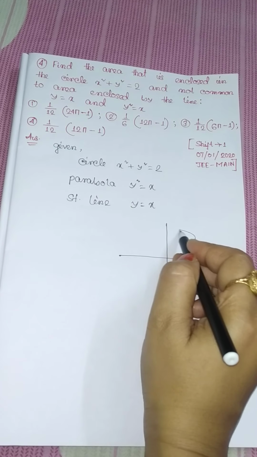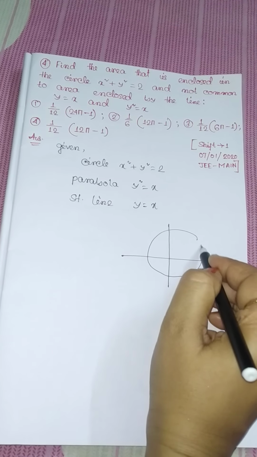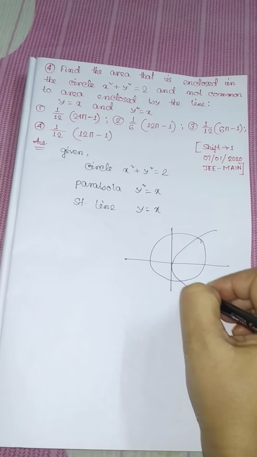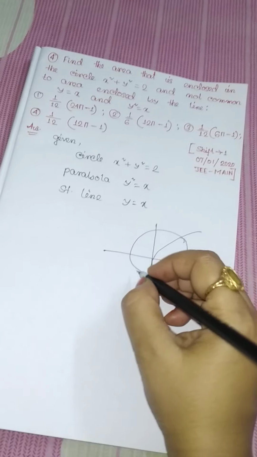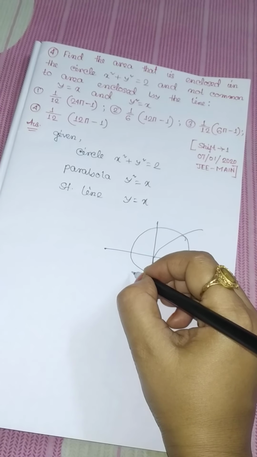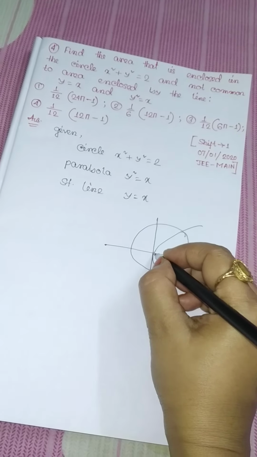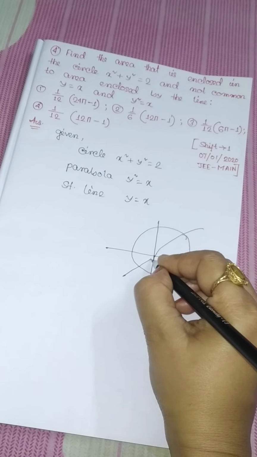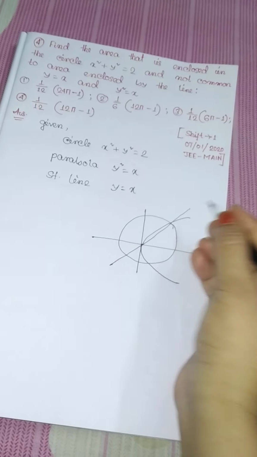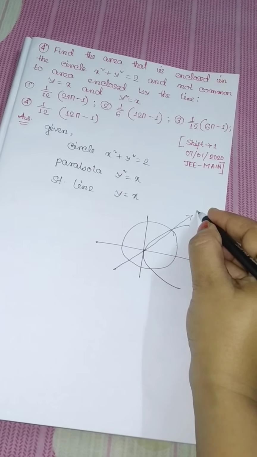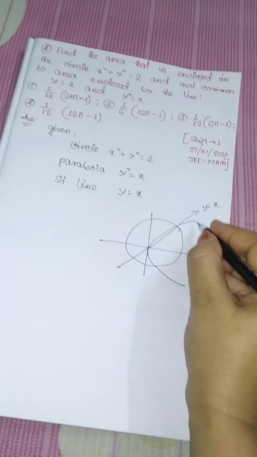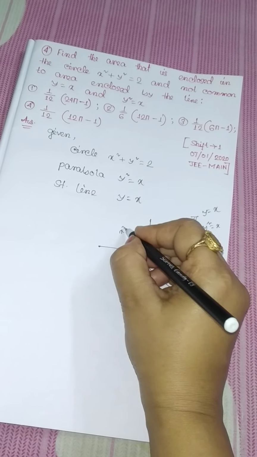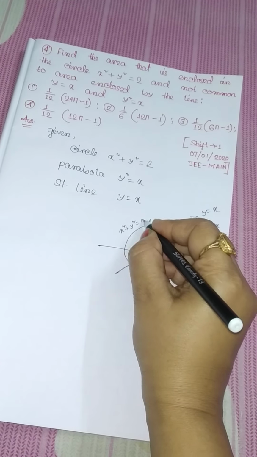At first, this is our x and y axis and this is our circle. This is our parabola and the line passing through the 0, 0 point, and this is x is equal to y, the straight line y is equal to x. This is the parabola y square is equal to x, and this one the circle x square plus y square is equal to 2.